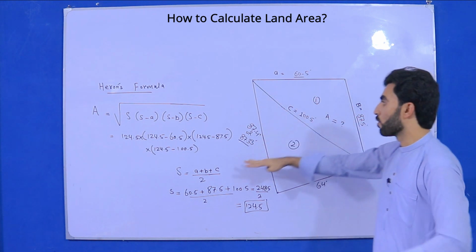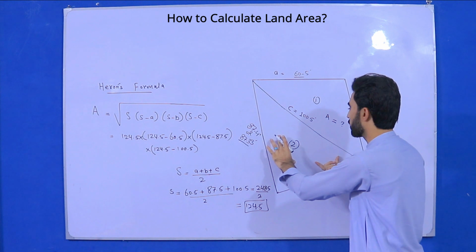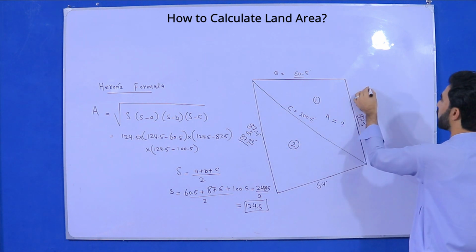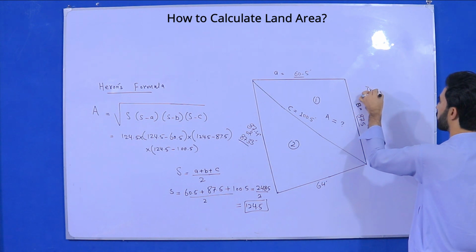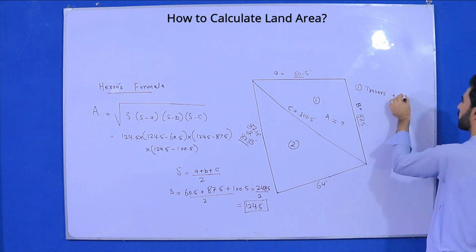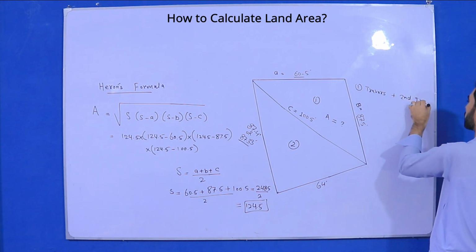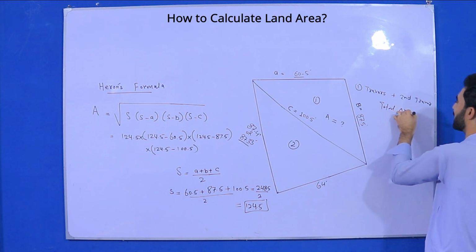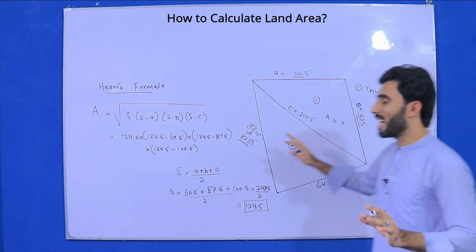Then use the same formula for the other traverse. The first traverse plus the second traverse will be the total area. Very easy, guys. Now, guys, I created a sheet.